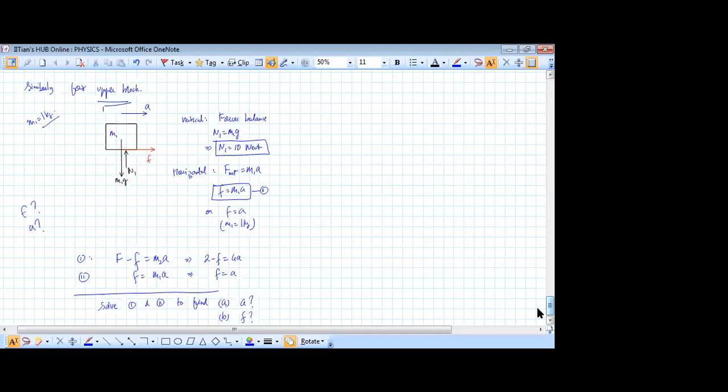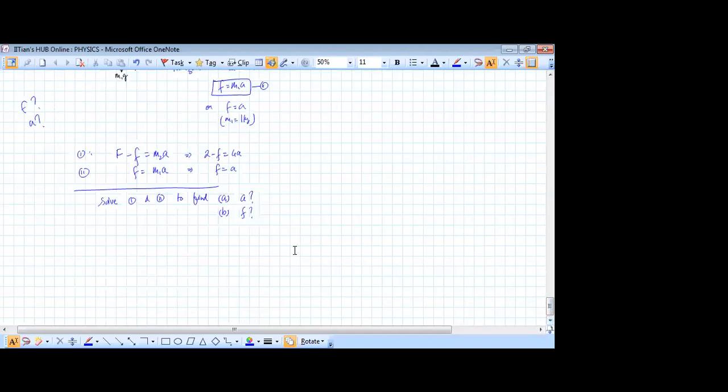Yes. So acceleration will come out to be 0.4 meters per second square, and friction will come out to be 0.4, but its unit will be kilogram meter per second square. So when you solve this, just add the two equations. So equation 1 plus 2 gives 2 is equal to 4a plus 1a. So you will get the acceleration as 0.4 meters per second square.